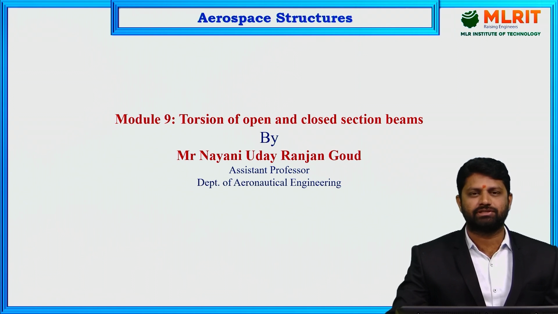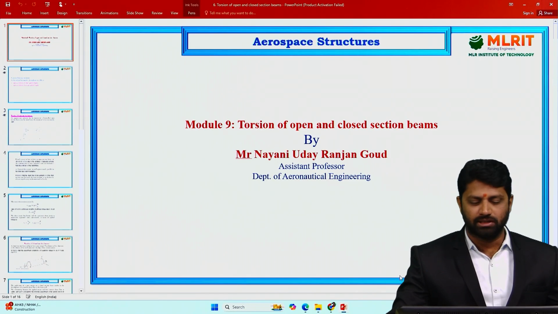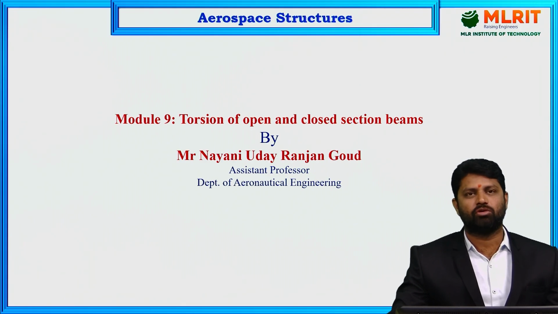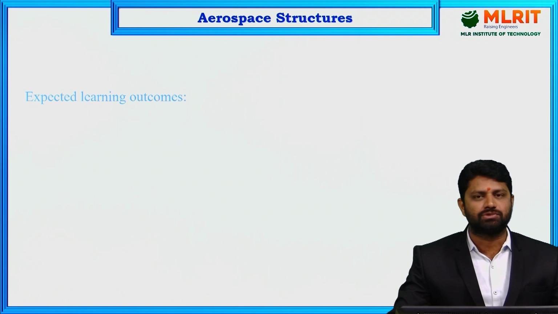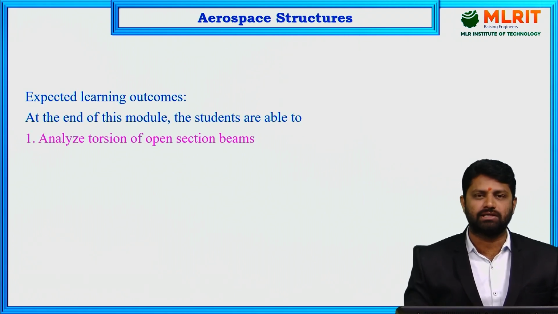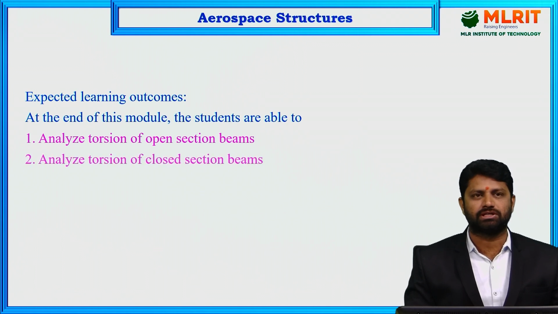In the previous session, we discussed the shear center of closed section beams, in which we found out how to determine the shear center for a given closed section beam. Now, in the present module, we are going to discuss torsion of open and closed section beams. The learning outcomes in this module are: at the end of this module, the students are able to analyze open section beams and closed section beams subjected to torsion.